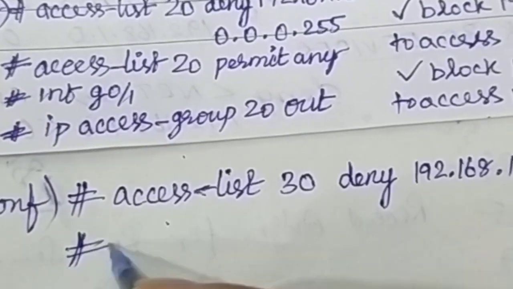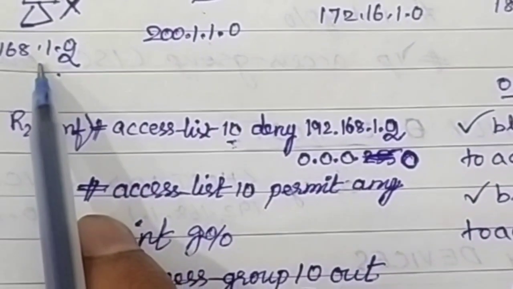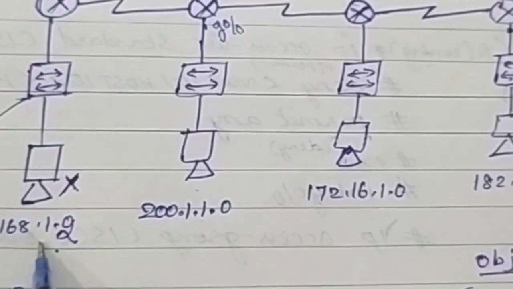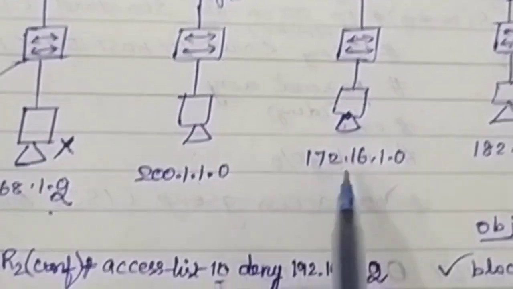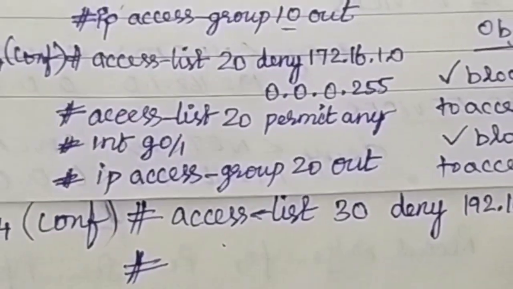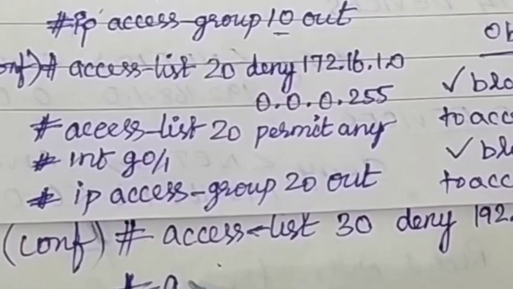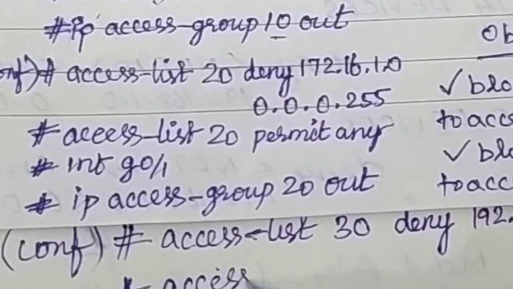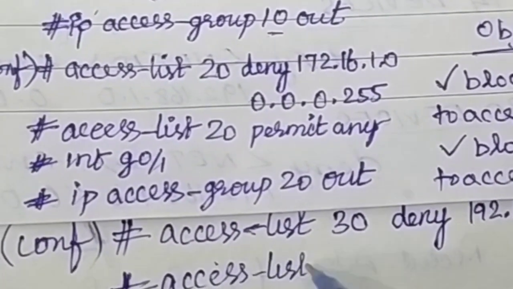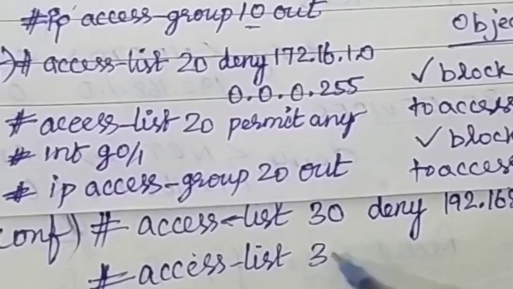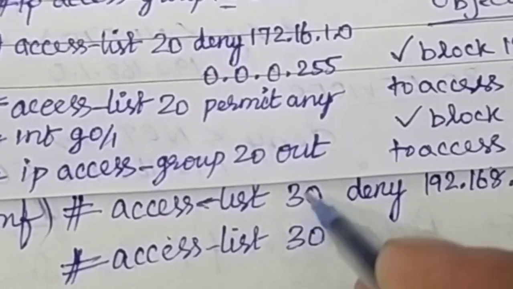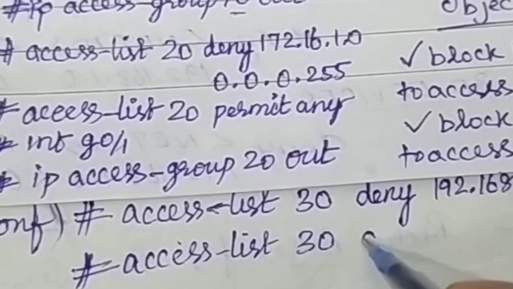One network I have blocked now, this first network. Again, one more network you have to block. What is that? This one, right? So for that I have to write one more line command, that is access-list. Again you need to give 30 only. In that same group you are going to deny.